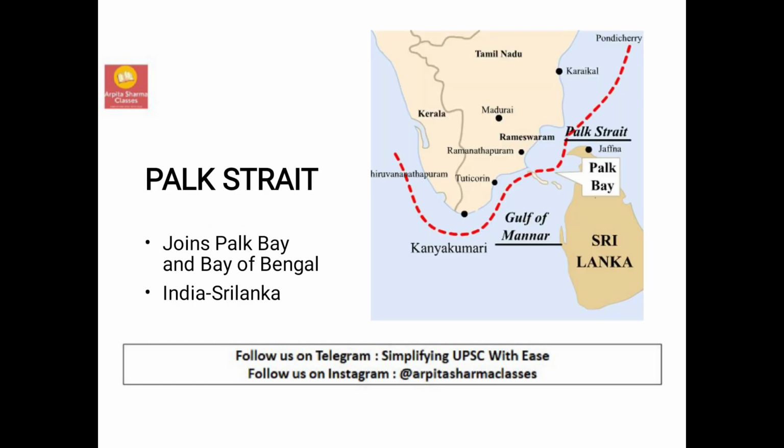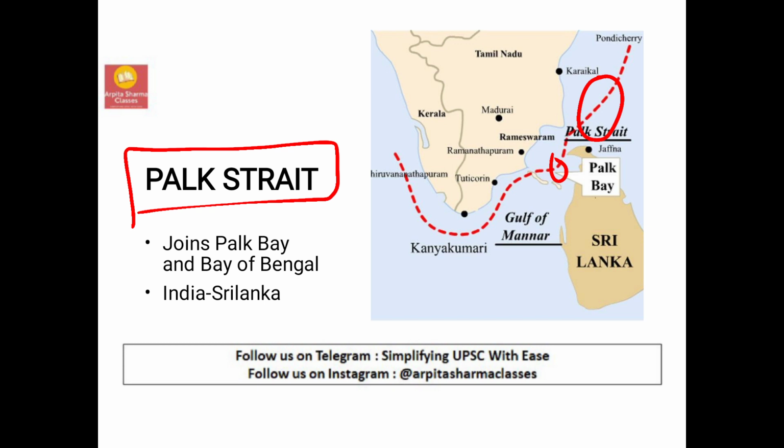And Palk Strait is like our relative because it is ours. We have rights on it. It is the India strait. India has a strait with Sri Lanka, and that strait is known as the Palk Strait. It is connecting the Palk Bay, because as I told you, a strait has to connect two water bodies. Always the first question is what water bodies is it connecting? The Palk Strait is connecting the Palk Bay with the Bay of Bengal, which is present on this side. This is connecting India and Sri Lanka, as I told you.